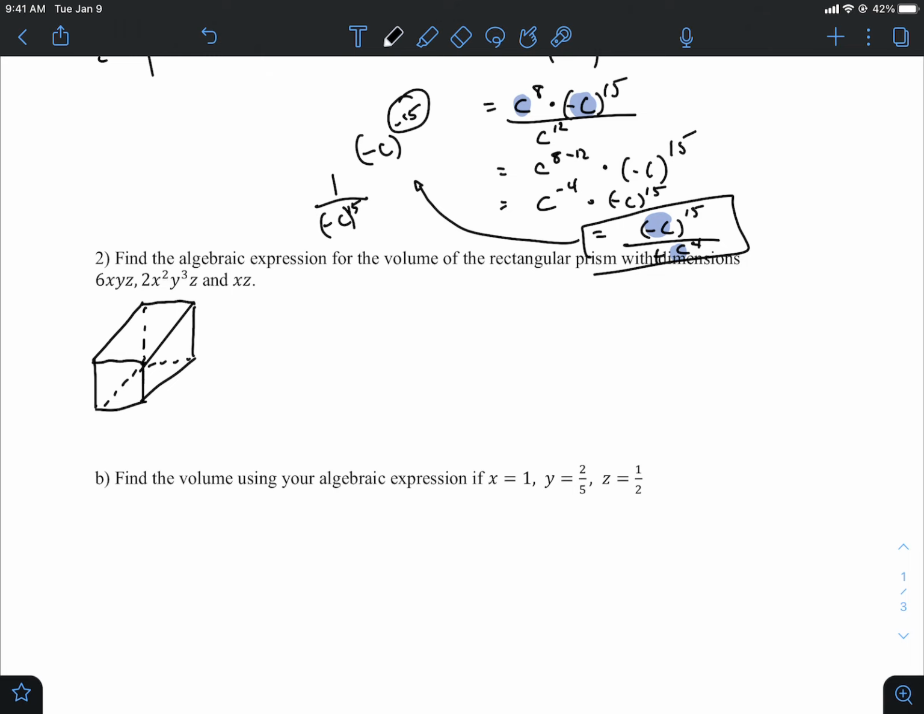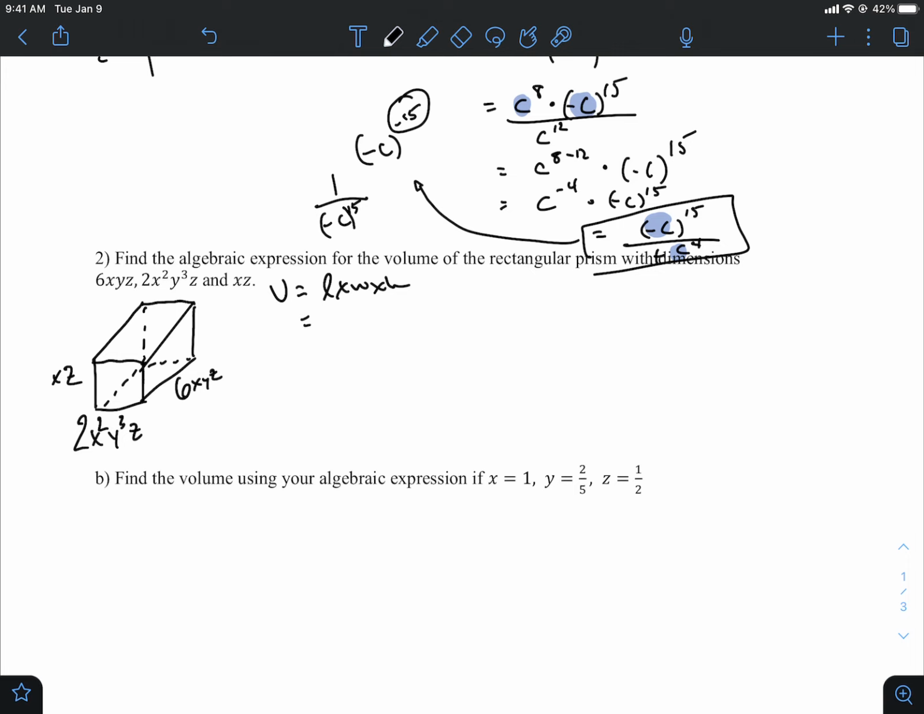Okay, so let's call this 6xyz, and we could have 2x squared y cubed z and xz. Okay, volume we know to be, because we did a question yesterday about volume, that part we didn't get wrong, is length times width times height. And so plug in your information.